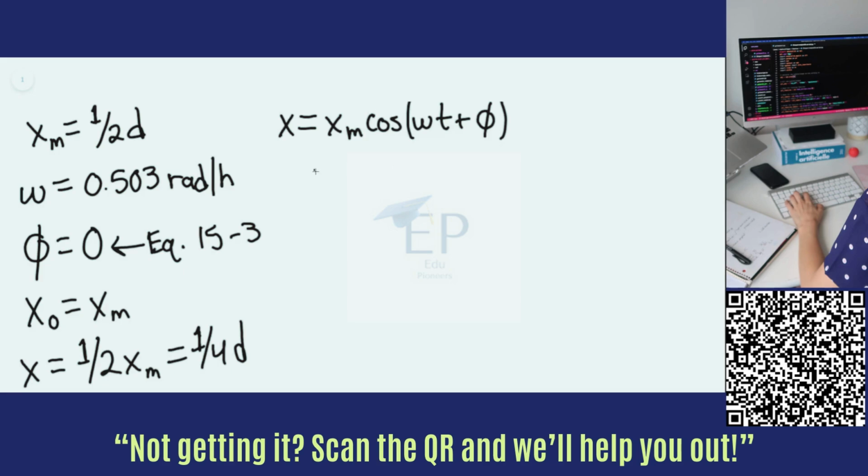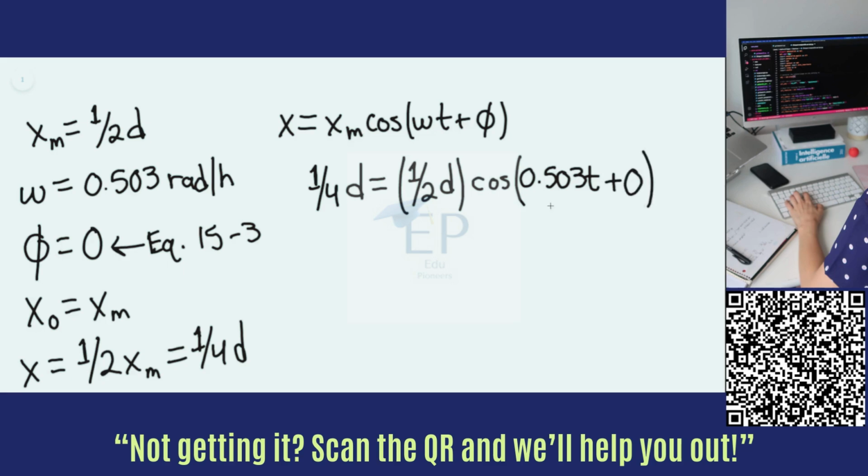So therefore, we're going to obtain that 1/4 d is going to be equal to 1/2 d multiplied by cosine of 0.503 t. Remember here, t would be measured in hours, plus 0. And so we're essentially obtaining 1/2 equaling cosine of 0.503 t.